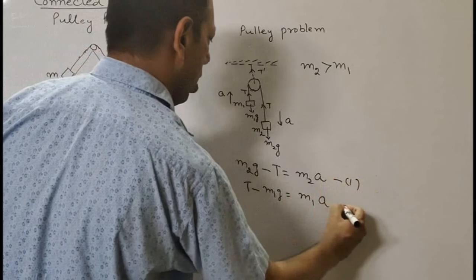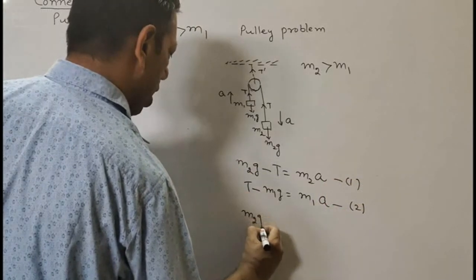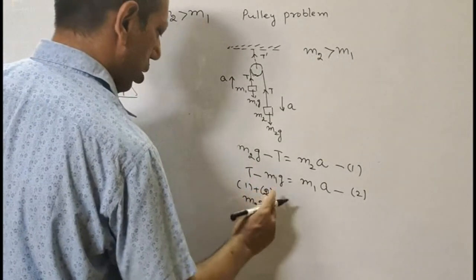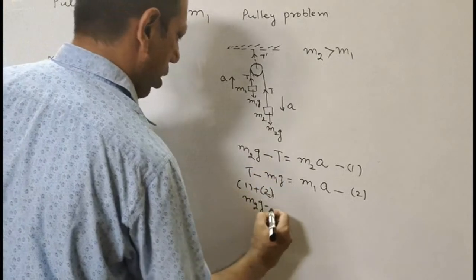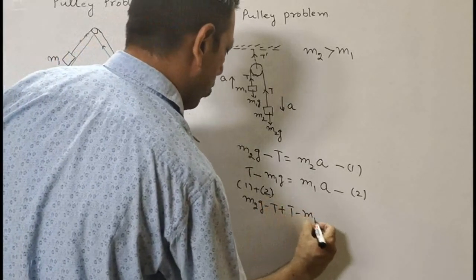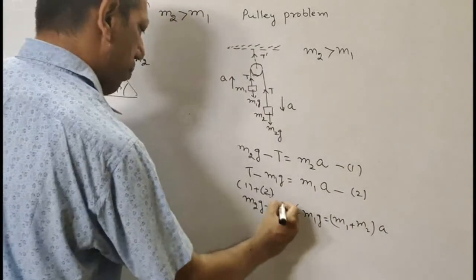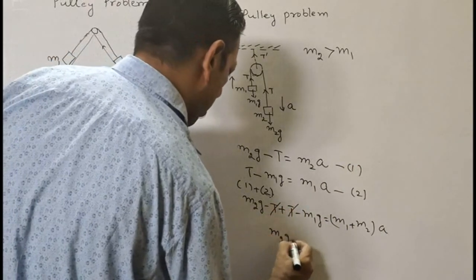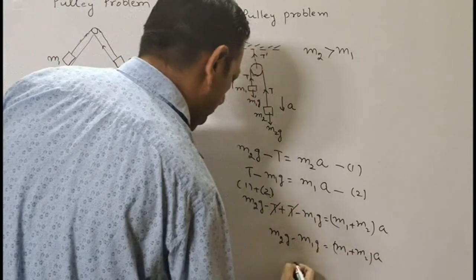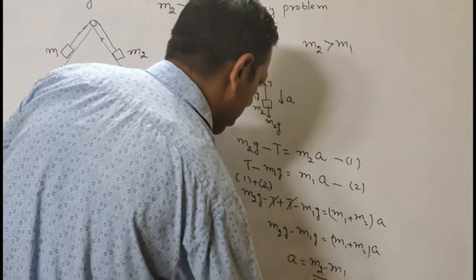Mark this as equation number 1 and this as equation number 2. Add both the equations. M2G minus T plus T minus M1G is equal to (M1 plus M2) into A. Plus T and minus T cancel, so M2G minus M1G equals (M1 plus M2) into A. Acceleration is equal to (M2 minus M1) over (M2 plus M1) into G.